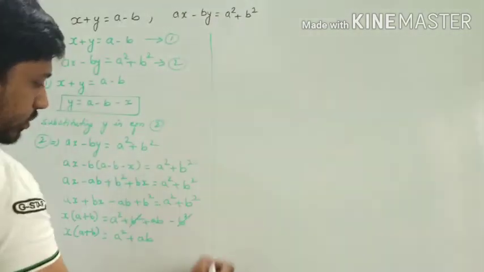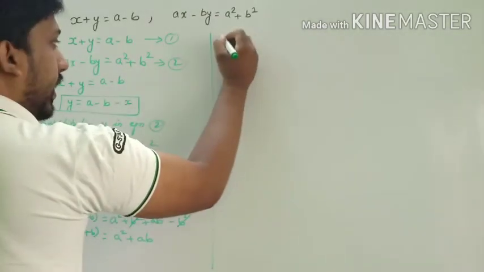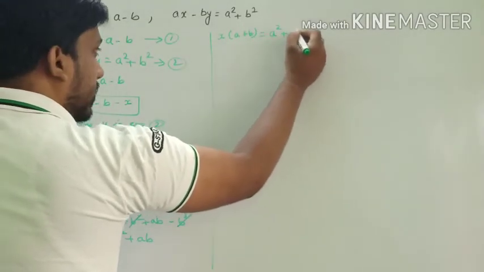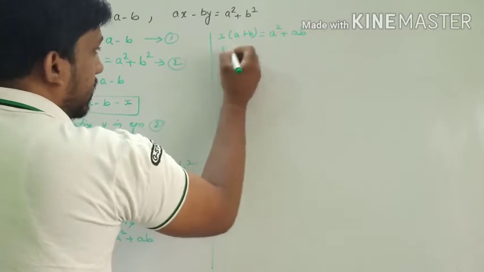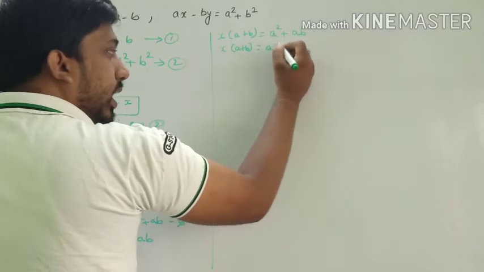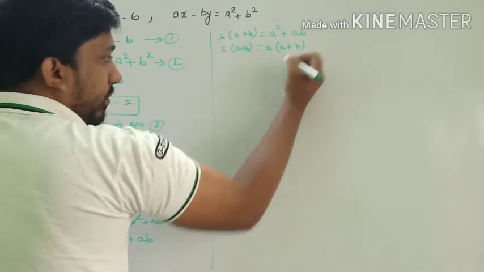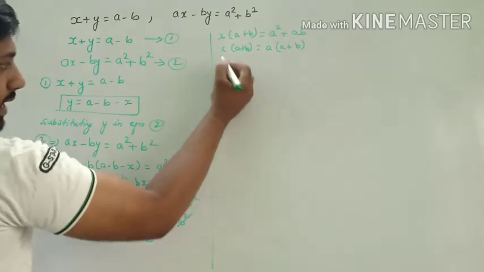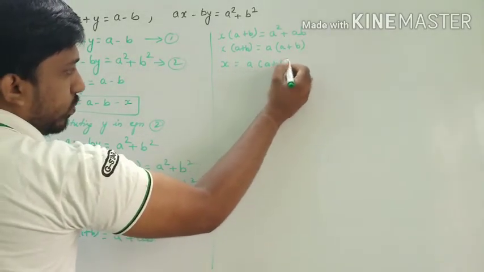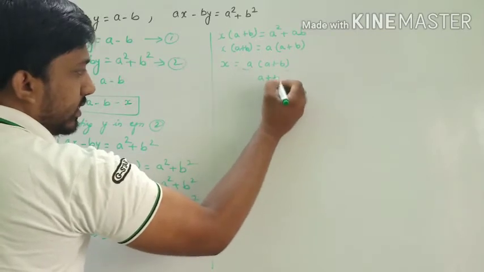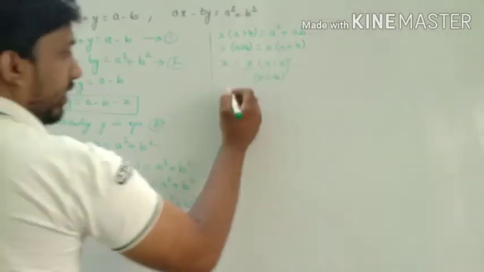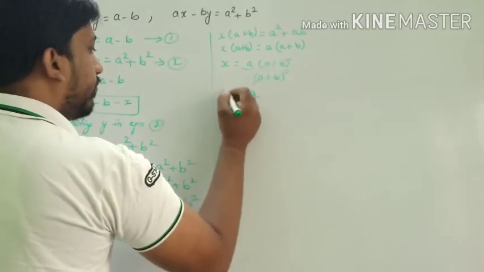Now I am going to take common. We have x into a plus b is equal to a square plus ab. Here a is common, right? I am taking a common out, so a into a plus b. Now I need the value of x, right? So x is equal to a into a plus b divided by a plus b. It is simple maths. So a plus b gets cancelled. Therefore x is equal to a.